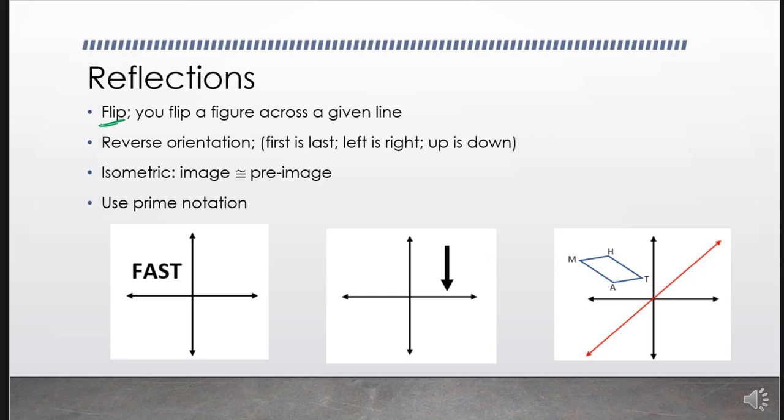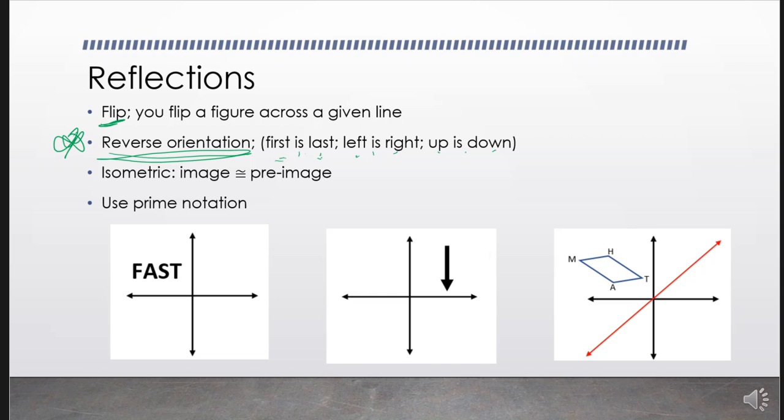The thing you do need to note with reflections that is different from translations and all the other transformations: this is the only one that reverses orientation. And this might sound a little confusing, but what I meant by this is: what's first is last, what's left is right, what's up is down. It'll be a little clearer if you look down below, and we'll do a couple of quick visual reflections.